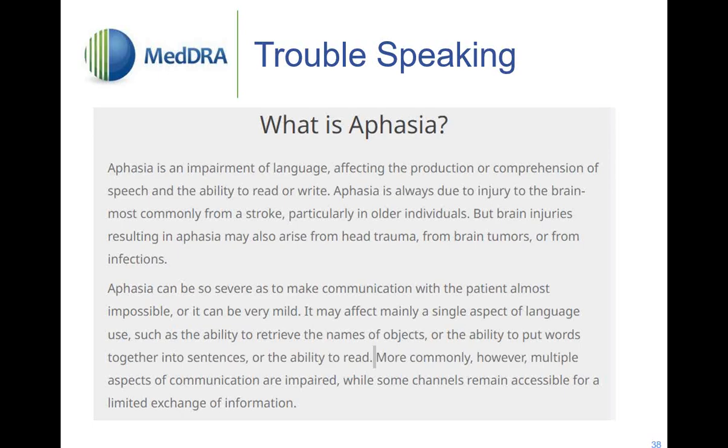aphasia? So the key points of this are impairment of language. Okay, so you say to yourself, that might work, right? You're having trouble speaking. It could be an impairment of language. Communication can be impossible when you have this. But the thing to keep in mind is it's always due to injury to the brain, most commonly from a stroke, particularly in older individuals. It can also arise from head trauma, brain tumors, or infections. So we have no idea if this is true without additional patient information, as the only information we have is trouble speaking.